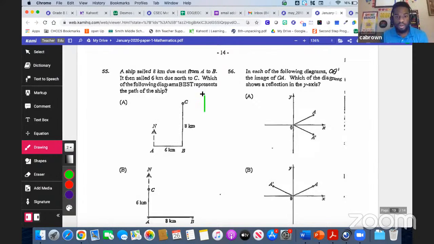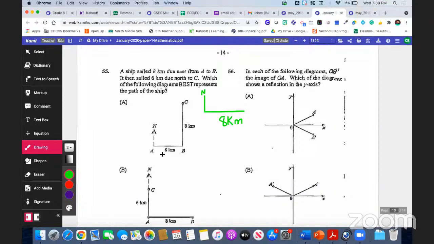So always remember, it's always in relation to north. So the ship sailed 8 kilometers due east. So if north is here, 8 kilometers due east would be here. See that already? So A is already out because from A to B should be 8 and this is saying 6. You see why it's not A? Yes, sir.